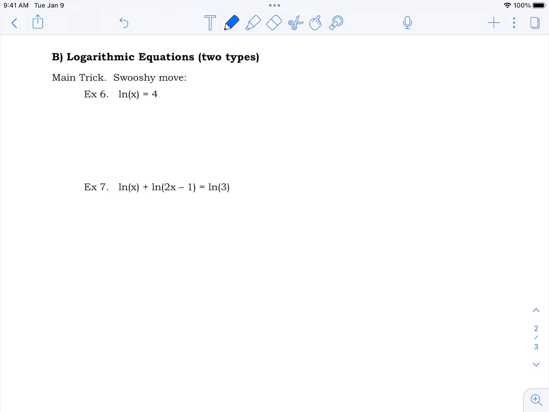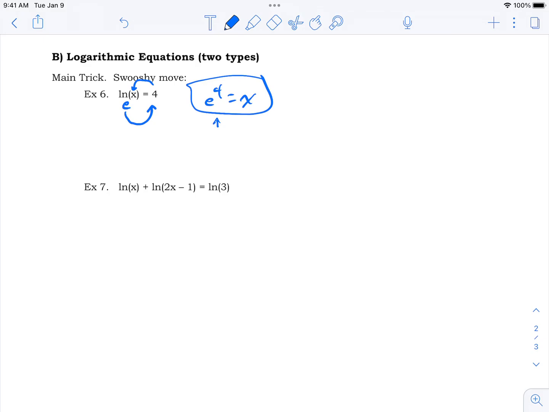The main trick for logarithmic equations is the swooshy move, which is another way of saying take your logarithmic equation and recast it as an exponential equation. Remember, natural log means log base e, and the swooshy move says we can rewrite that as e to the 4th power equals x. And guess what? You just solved. E to the 4th is a number, right? You can figure it out. 2.71828, raise it to the 4th power, get something. This is exact form. It's better to leave it like that, really. But that's a number. We solved. x is that number. Cool.